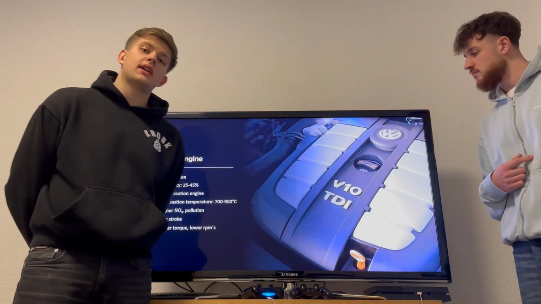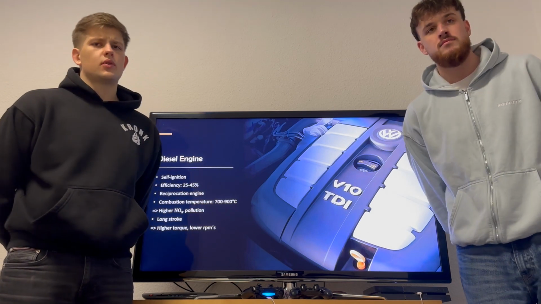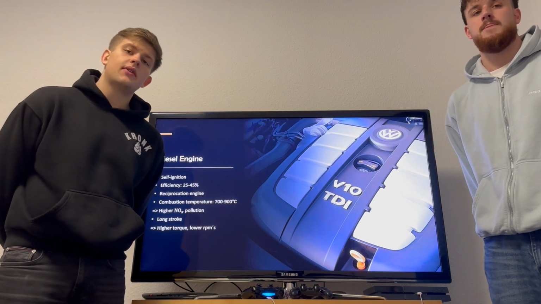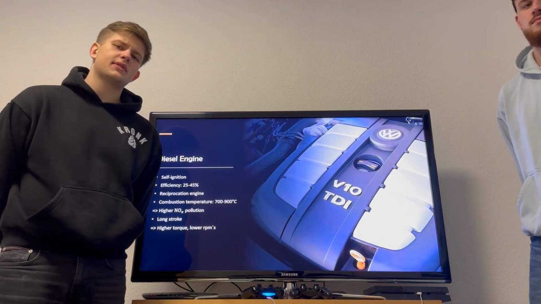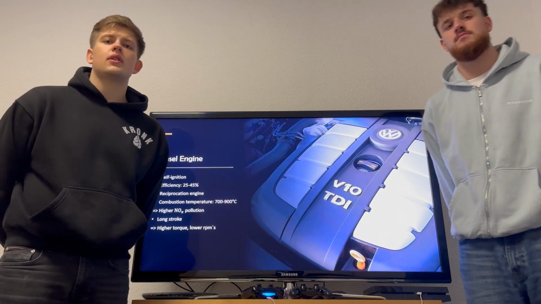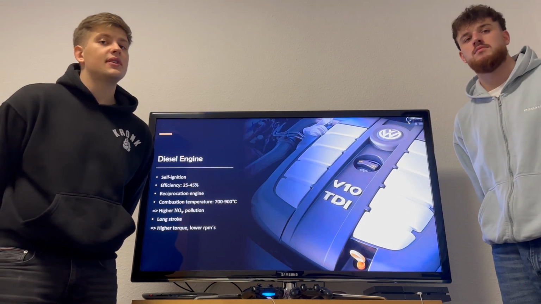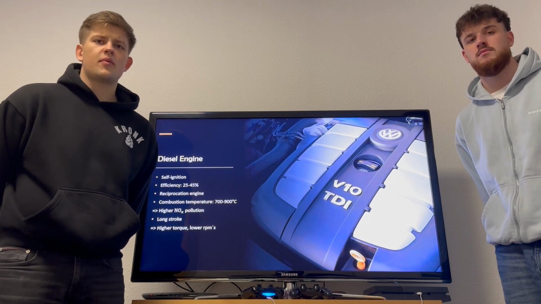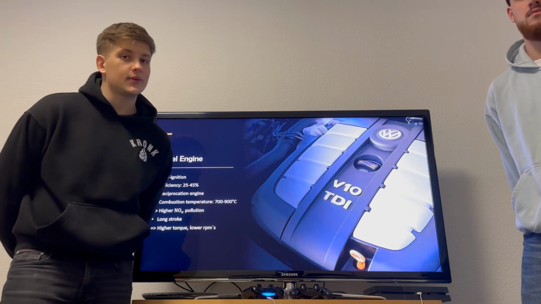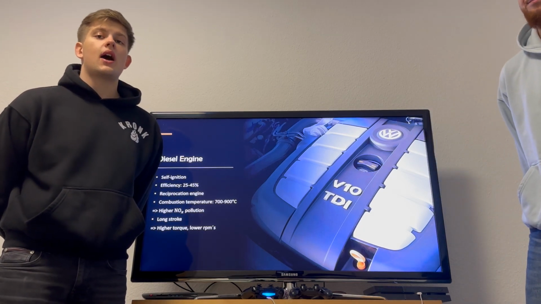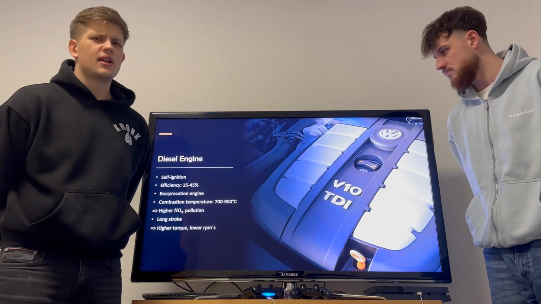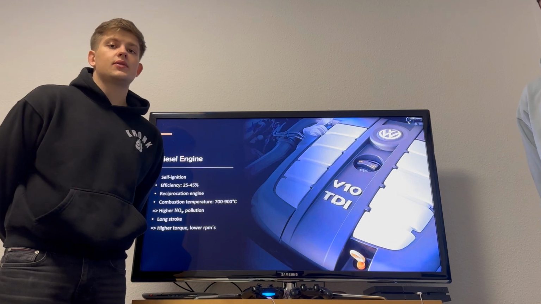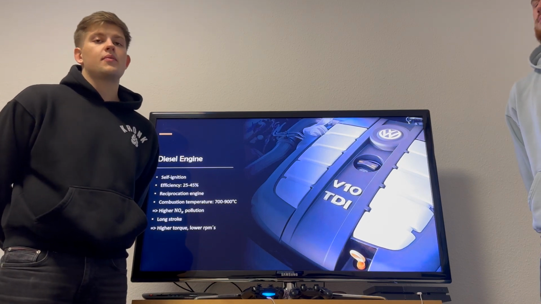So, moving on to the diesel engine. The diesel engine also works on the self-ignition principle. The efficiency is here from 25 to 45%, and the diesel engine is also a reciprocating engine, which has an up and down movement of the pistons resulting in the rotation. The combustion temperature is from 700 to 900 degrees Celsius, which leads to a higher nitrogen oxide pollution. The diesel engine also has a long stroke, which leads to a higher torque and lower RPMs.